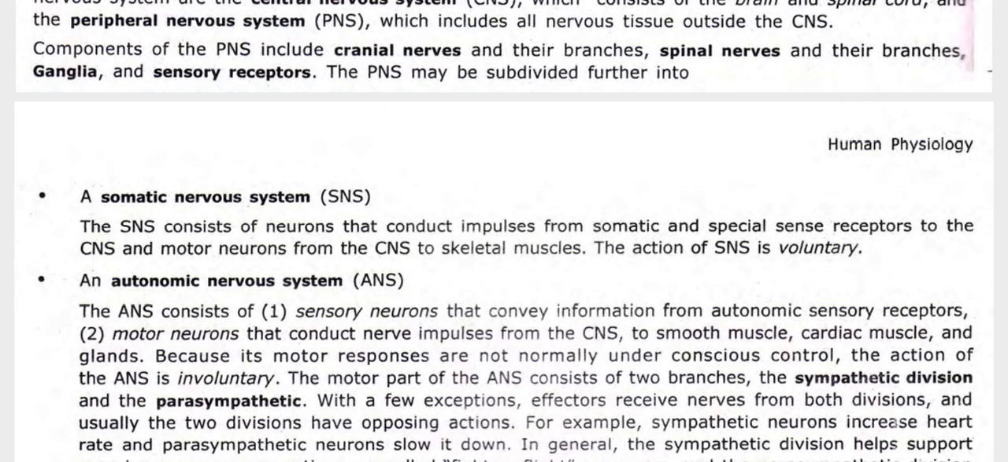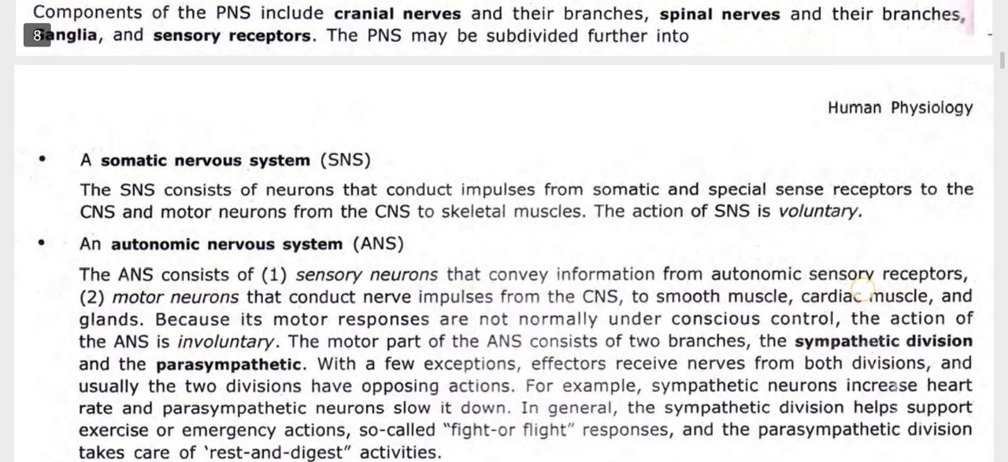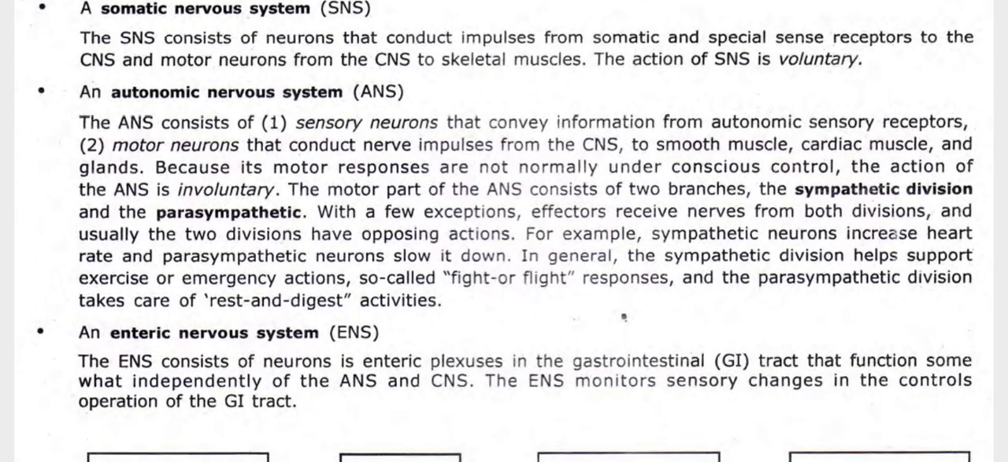The SNS consists of neurons that conduct impulses from somatic and special sense receptors to the central nervous system and motor neurons from the central nervous system to skeletal muscles. The action of the SNS is voluntary. And the autonomic nervous system consists of sensory neurons that convey information from autonomic sensory receptors, motor neurons that conduct nerve impulses from the central nervous system to smooth muscle, cardiac muscle, and glands.